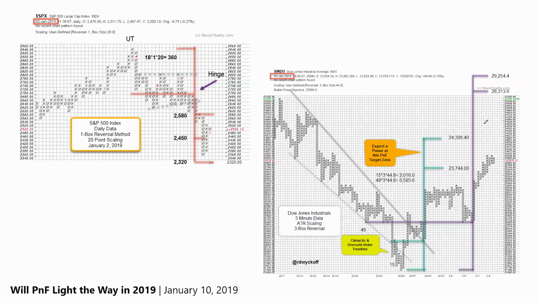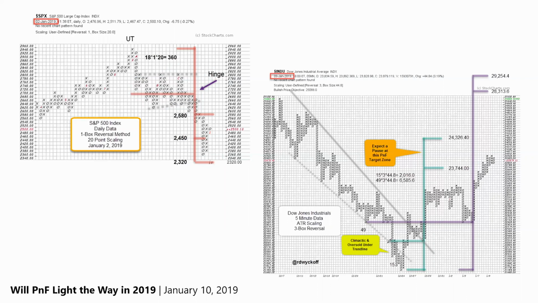Well, the redistribution with the hinge that we pointed out really was a classic distributional formation in Wyckoff terms. And so we won't go into detail here, but you can see that the point and figure analysis took us right into the zone of the count and did a wonderful job of telling us where the count was likely to go. And then to the right, you can see this is the Dow Industrials. The count on the left is the S&P, but you can see the downtrend just persisting.